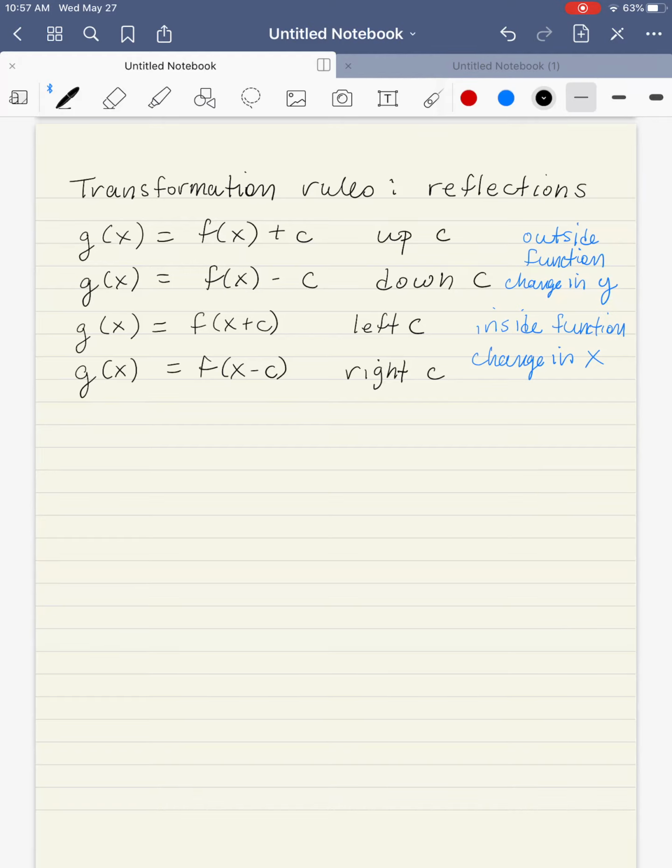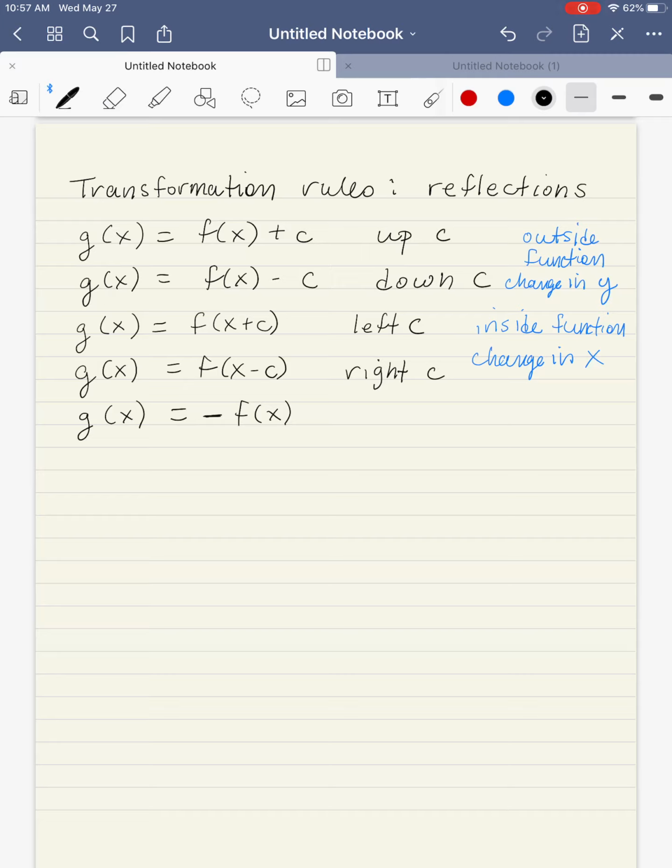In our last video, we looked at the transformations up and down and left and right, and we saw that those were created by adding or subtracting numbers either outside the function or inside the function. What we're going to look at in this video is what happens if we have a function g of x and it is some known function, some function that we already know with a minus sign in front of it.